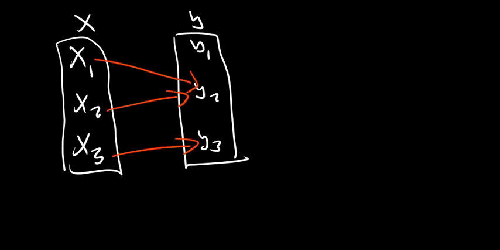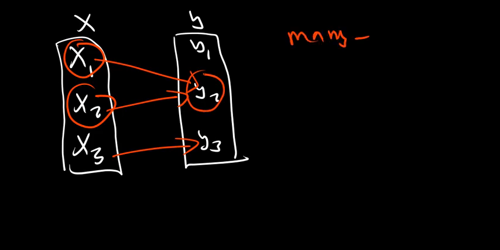So this is a function because every member of x has at least been mapped into y. But we do not care about the values of y. So now, what is happening here is, two values of x have gone into one value of y. So many values of x have gone into just one value of y. So that's what we call many to 1 function.